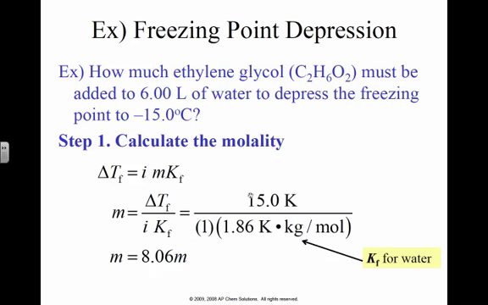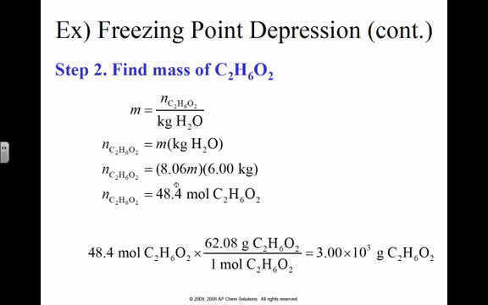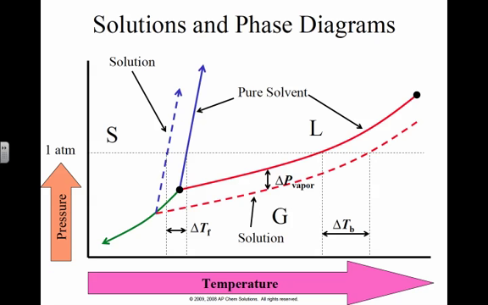And if I plug in my 15, van 't Hoff factor of 1, plug in the constant for water, which I'll always give you, you'll get the molality of 8.06. If you have molality and you have the kilograms of water, you can solve for the moles of ethylene glycol. Once you have moles, you can convert to grams.